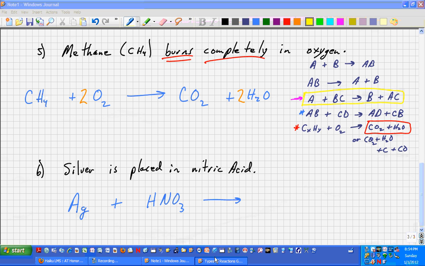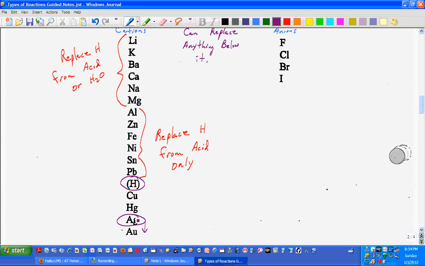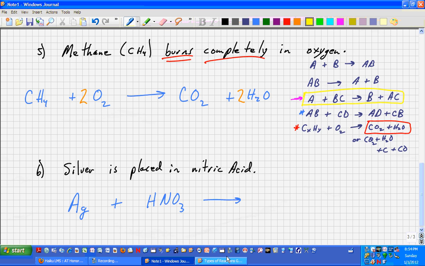So what we're going to write here is this reaction won't occur. Silver cannot possibly replace hydrogen from nitric acid. So what we're going to write here is no reaction. RXN is an abbreviation for reaction.